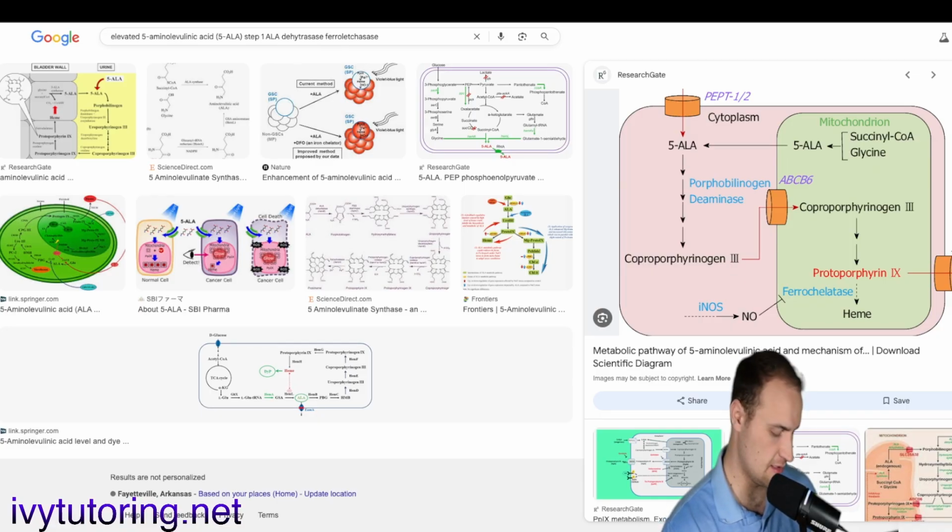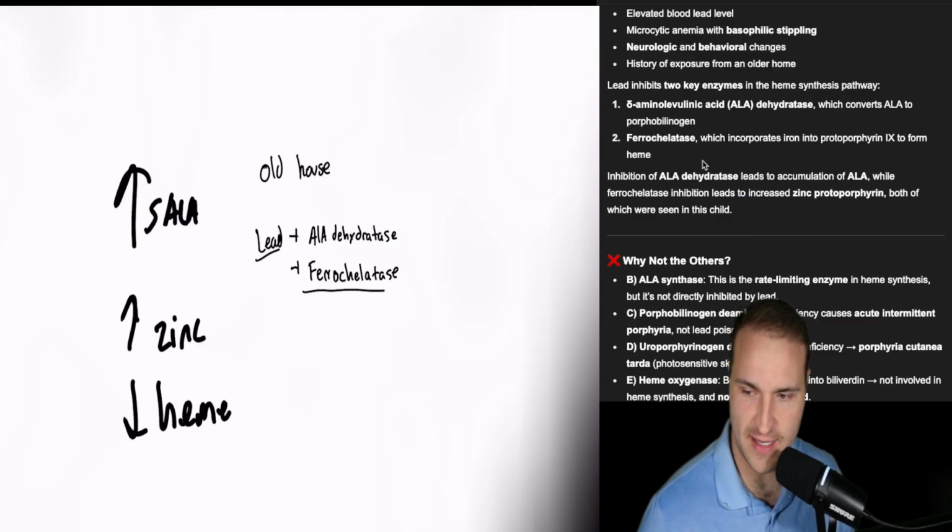So in lead poisoning, to put this all together, we see a couple of things. Increased 5-ALA, increased zinc protoporphyrin, decreased heme synthesis, and then normocytic or microcytic hypochromic anemia. Here's a walkthrough of the answer choices.